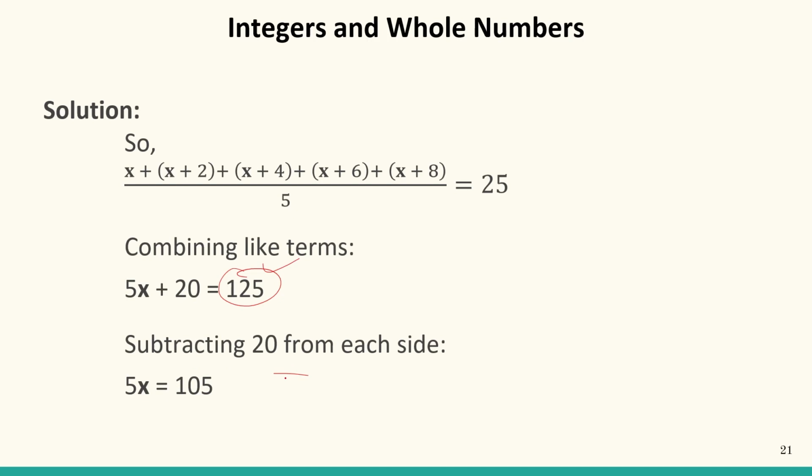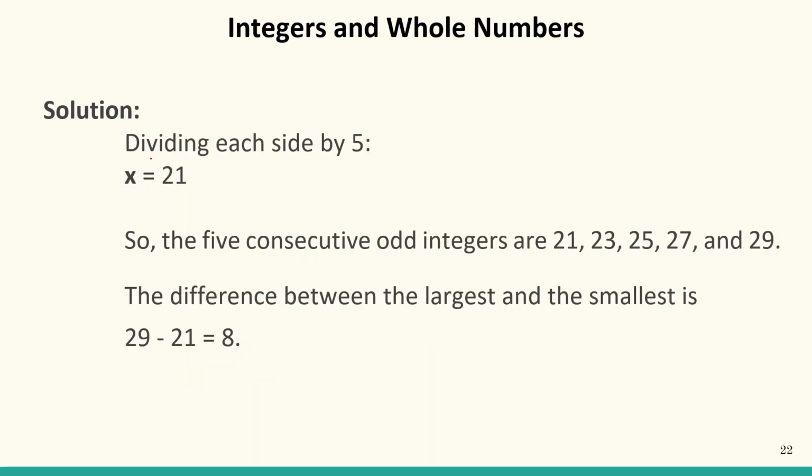We have to solve this one. So subtracting 20 from each side, we are left with 5x is equal to 105. So dividing by 5, we are left with x is equal to 21. So the 5 consecutive odd integers are 21, 23, 25, 27 and 29. So the difference between the largest and the smallest will be 29 minus 21, that will be 8.